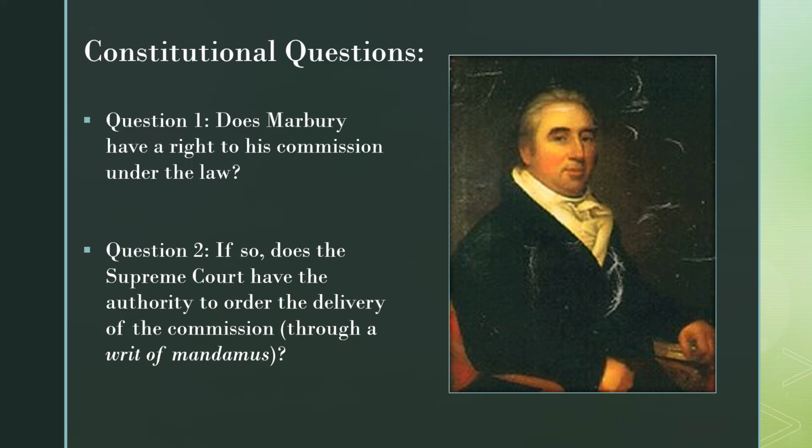Question 2, if so, does the Supreme Court have the authority to deliver the commission, order the delivery of it, by issuing a writ of mandamus? And this was established or included in the Judiciary Act of 1789 that they did have that power. Not in Article 3, though, but in later congressional legislation.